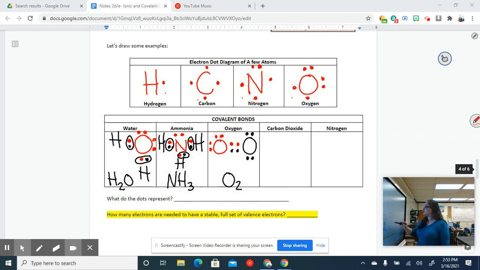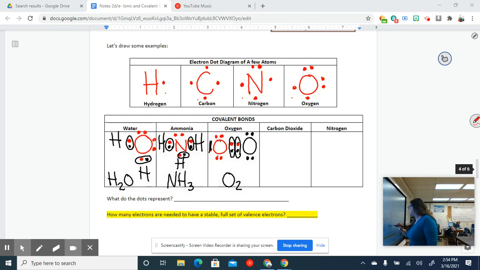So in this case, these are actually supposed to go out here. My bad. My brain knew what to do. So here, this oxygen has 1, 2, 3, 4, 5, 6, 7, 8. This oxygen has 1, 2, 3, 4, 5, 6, 7, 8. Everybody's happy. But in this case, there are 2 shared pairs of electrons. So 4 electrons are being shared.